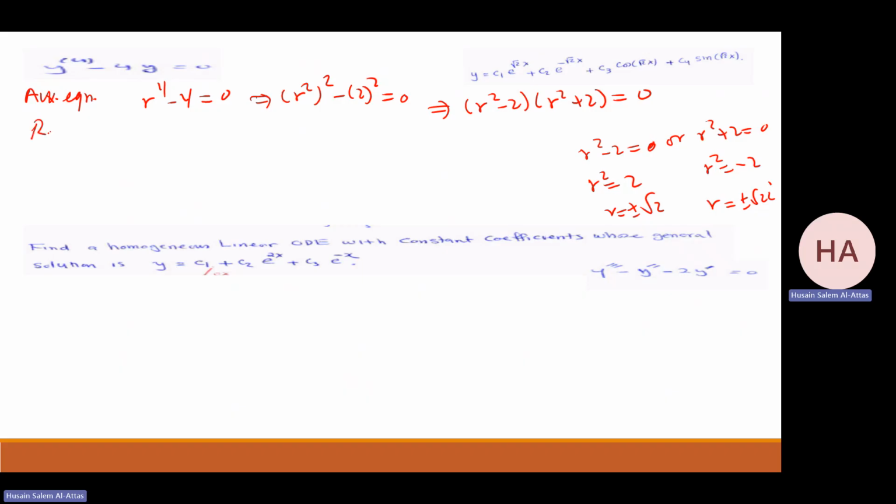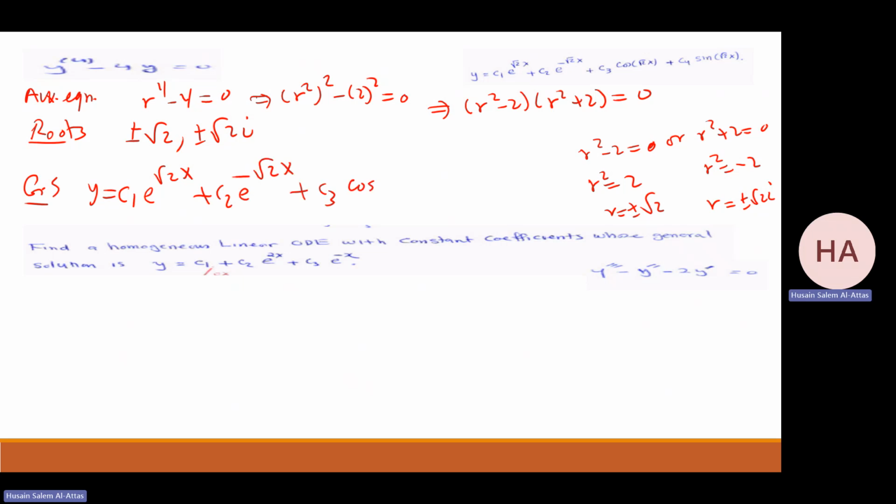So what are the roots? Plus or minus square root of 2, plus or minus square root of 2i. So the general solution is y equals C1 e to the square root of 2x plus C2 e to the minus square root of 2x plus C3 cosine square root of 2x plus C4 sine square root of 2x. Okay.